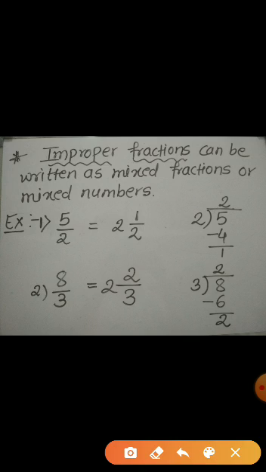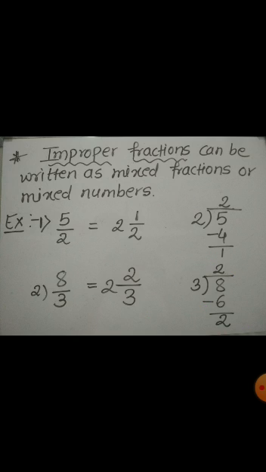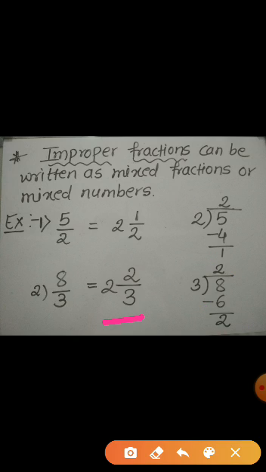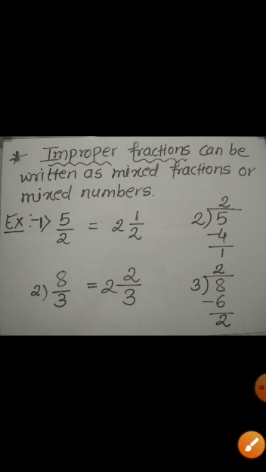Similarly, you can see the second example. 8 by 3 is again an improper fraction. You can write this improper fraction as 2 2 by 3. How will it come? You can see again. I divide 8 by 3. So 3 2s are 6. So 2 is the quotient and 2 is the remainder as well. So by converting 8 by 3 into a mixed fraction, what you have to do? Keep the denominator as it is. Write the quotient in front of the fraction and the remainder in the numerator. So this is the way to convert an improper fraction into a mixed fraction, which you have already learned in the 4th standard.